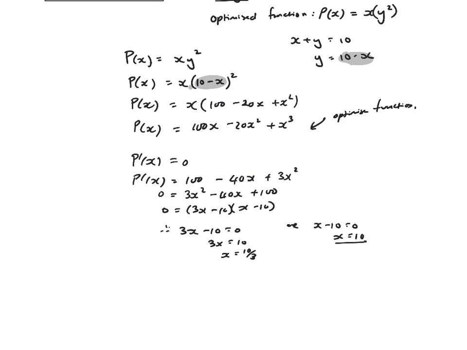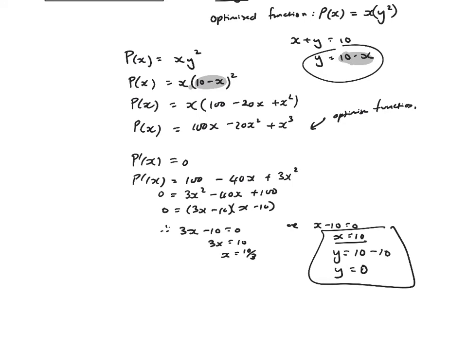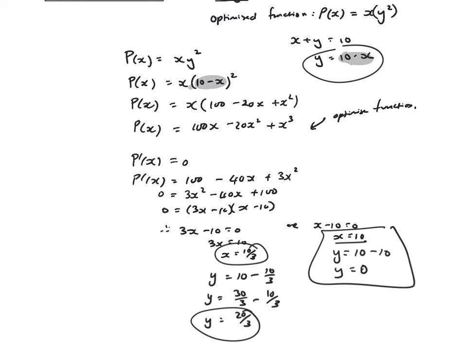Okay, so we need to find y in each of those. For x is equal to 10, we can say 10 minus x, 10 minus 10, therefore y is 0. Okay, but 0 is not greater than 0, right? So this can't be. It can't be 10. The one number can't be 10 and the other 0. If x is equal to 10 over 3, y then is going to equal 10 minus x, and x is equal to 10 over 3. So that is equal to 30 over 3 minus 10 over 3, which is equal to 20 over 3. Okay, so if x is equal to that, y is equal to that, and that looks like the right solution.